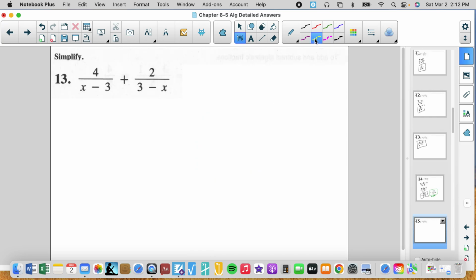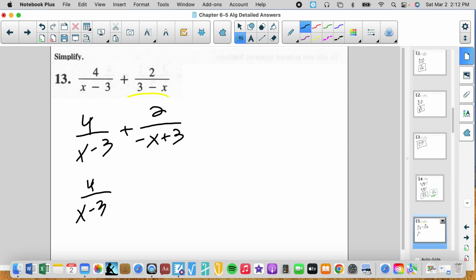Ooh, good. So here's our first. So we got to rewrite that. This stays the same. We're going to rewrite this as negative x plus 3. And then we are going to factor out the negative, and you get x minus 3.